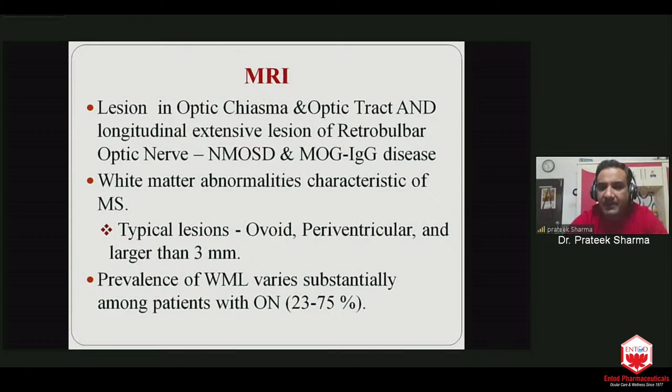The prevalence of white matter lesions in optic neuritis cases varies, around 23 to 75% of cases. So if you're doing the MRI, then we have more chances of making the ultimate diagnosis, which may be multiple sclerosis also.